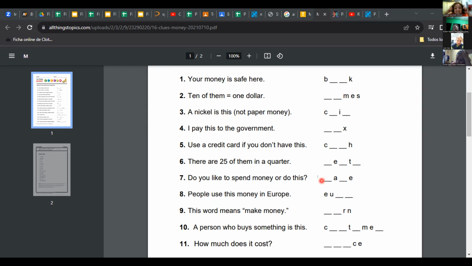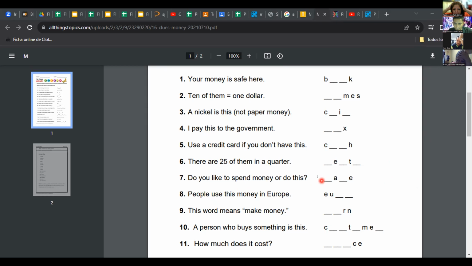What about number eight? Euro. Ahorita sí me cuesta escucharlo. La lluvia y el ruido por ahí está costando. Tal vez pueden cerrar ese micrófono donde hay ruido. Thank you so much.